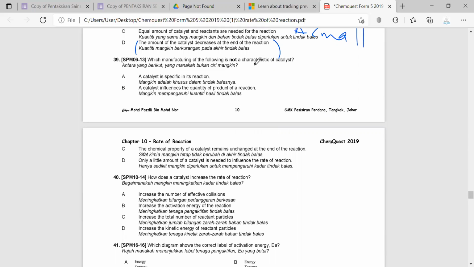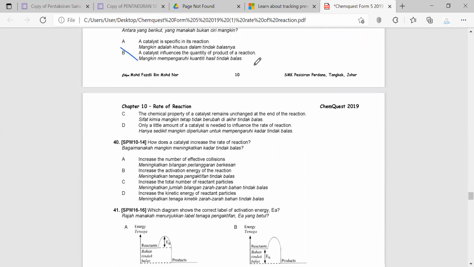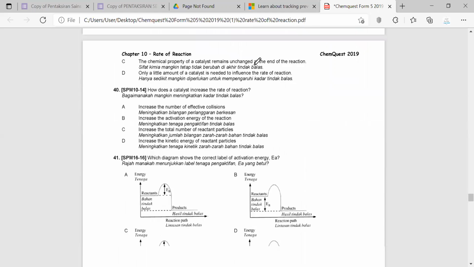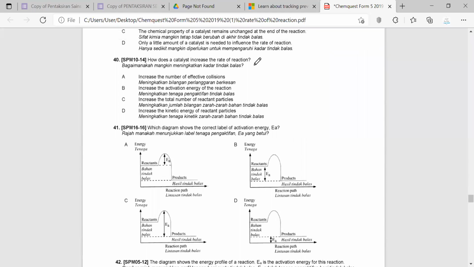Teacher. Sorry, what do you say, girl? Boy. Boy, correct. Okay, the catalyst cannot influence my quantity of the product. I can never and never influence it. Okay, tak apa. Siapa yang belum buat lagi, tak apa, ambil jawapan dulu. Lepas ni buat, eh. Okay, how can my catalyst increase the rate of reaction? What does my catalyst do? B.